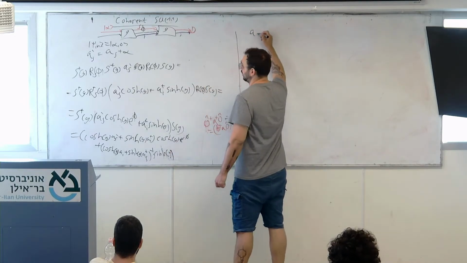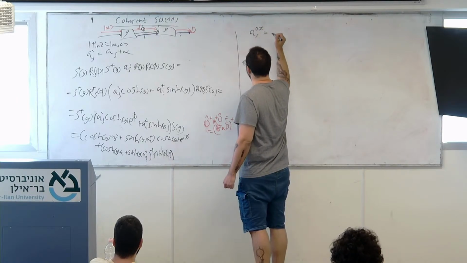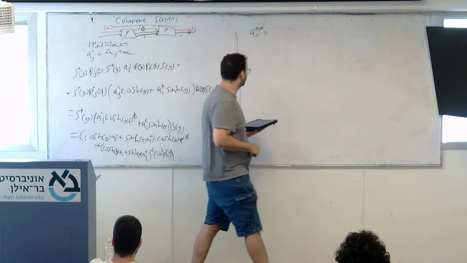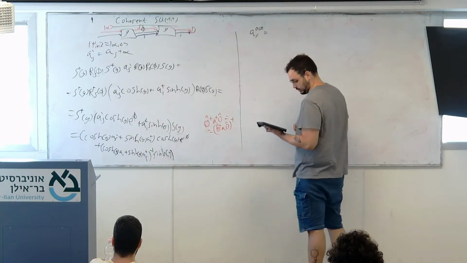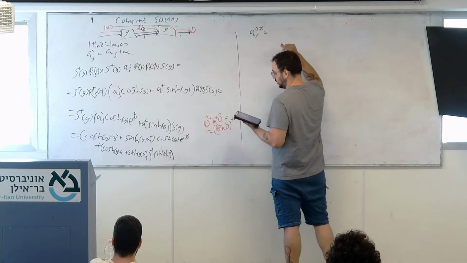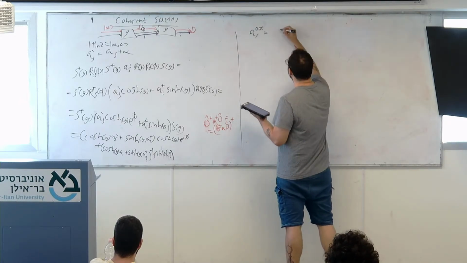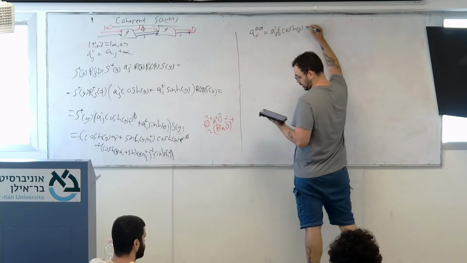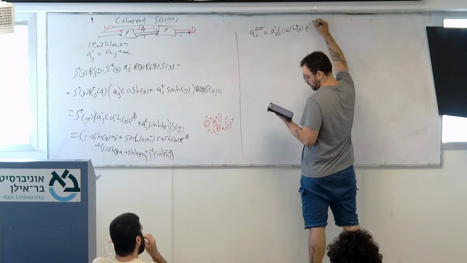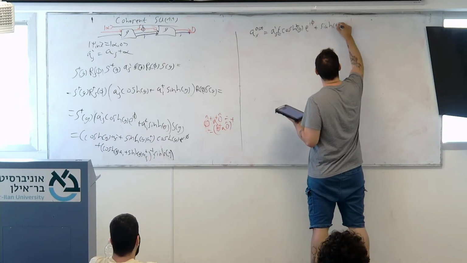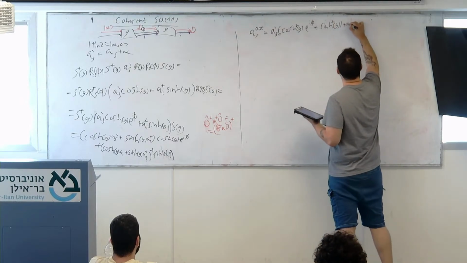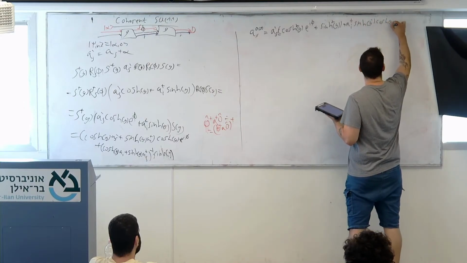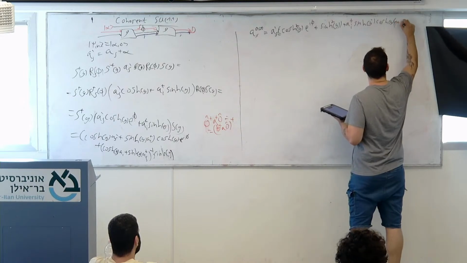Overall, a_s out is equal to, after all the organization, which you will see fully in the notebook, a_s times cosh G squared e to the i phi plus sinh G squared, plus a_i dagger sinh G cosh G times 1 plus e to the i phi.